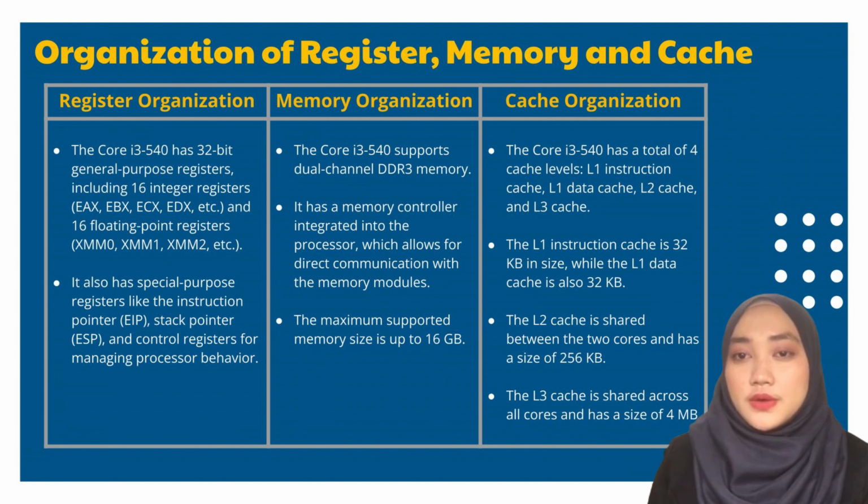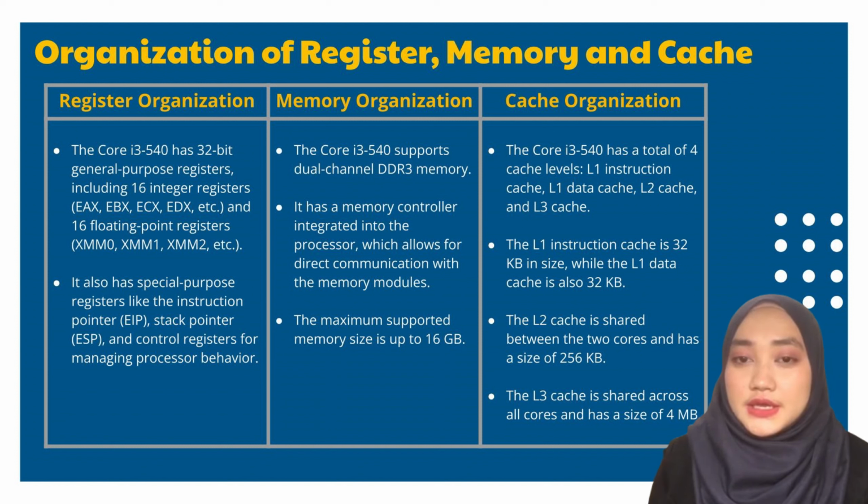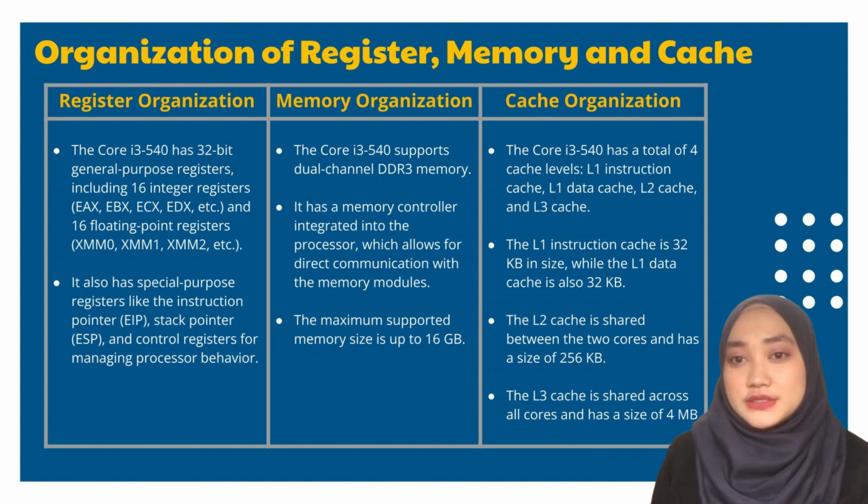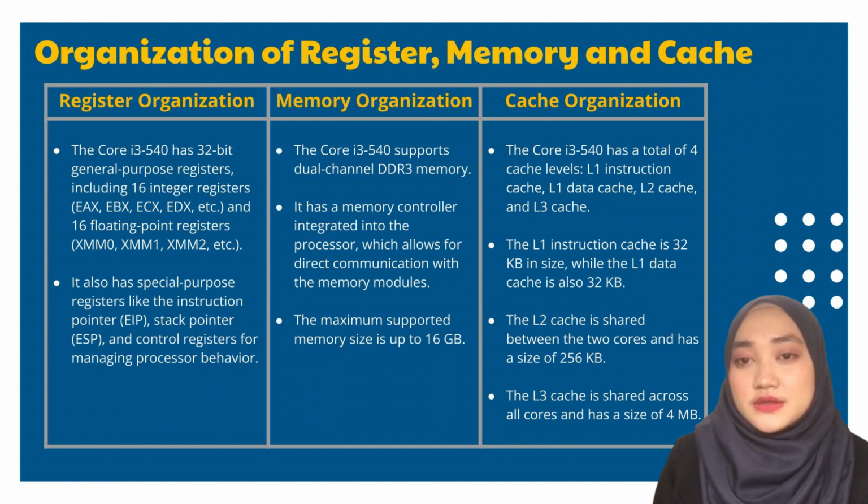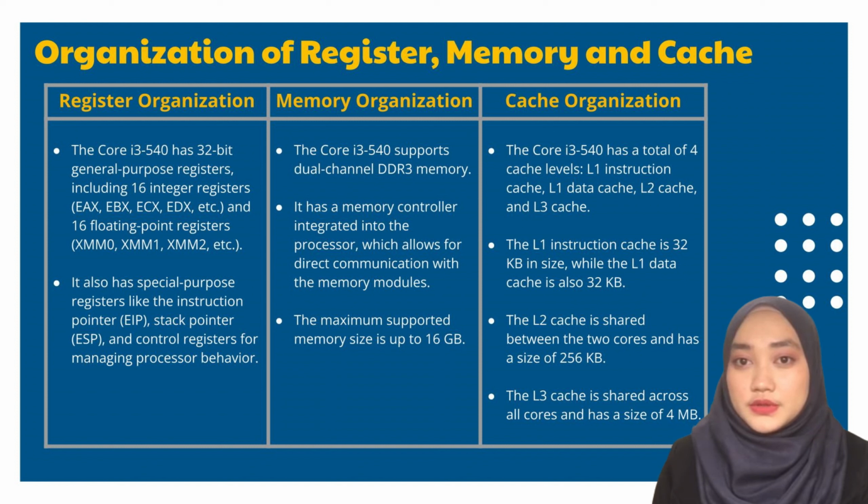Hello, today I will talk about register, memory, and cache organization. The CPU incorporates various types of registers, including general purpose registers, control registers, and segment registers. It also includes multiple levels of cache, such as L1 cache, which is for instruction and data, L2 cache, and shared L3 cache. The memory organization supports DDR3 memory technology too.